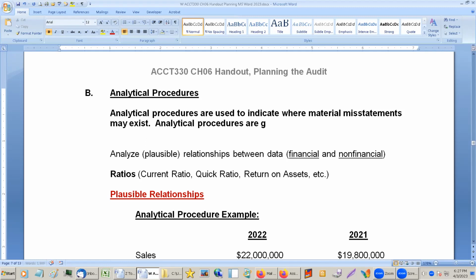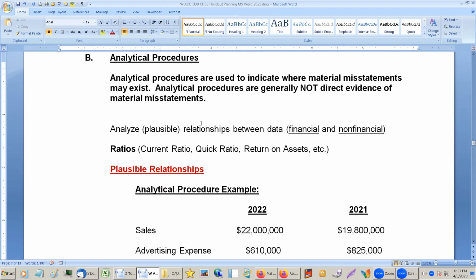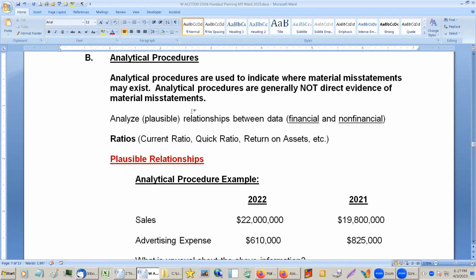Analytical procedures are generally not direct evidence of material misstatements. So they tell you where to look. They're not in and of themselves usually an indicator of a material misstatement. Analytical procedures say where the problems might be, and that alerts you to where to look. But they themselves are generally not evidence of anything going wrong. And you'll see that when we go through the little example here.